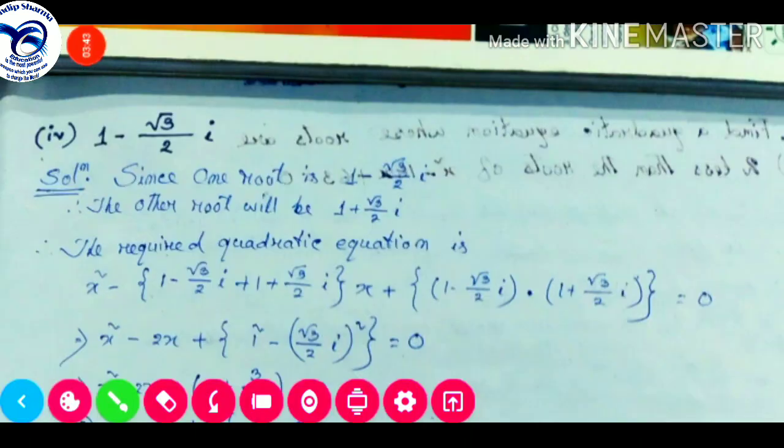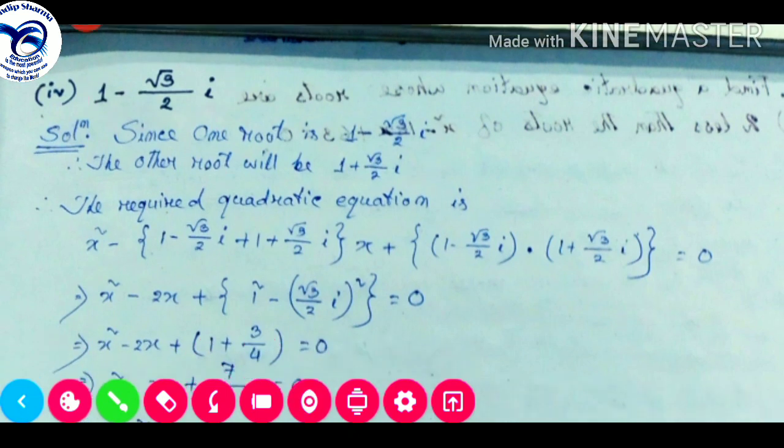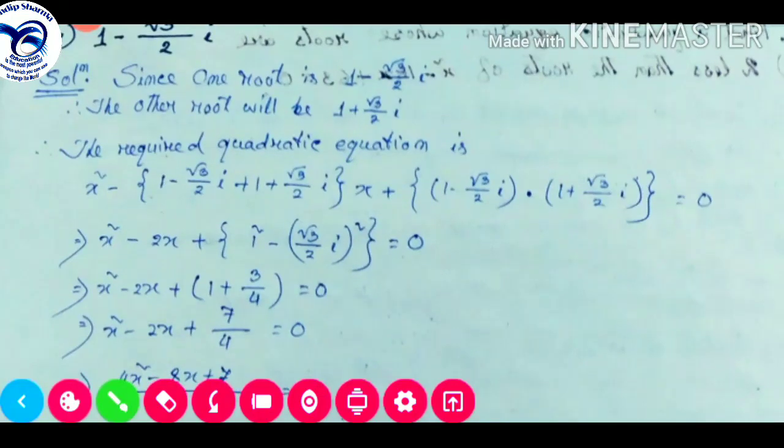Now question number 4. Here one root is given: 1 minus root 3 divided by 2 into i. Since one root has a minus, the other root will have a plus: 1 plus root 3 divided by 2 into i. So this will be the other root. Now we'll apply our formula: x square minus sum of the two roots into x plus product of the two roots. Here, 1 plus this 1 also plus, so it will be 2.